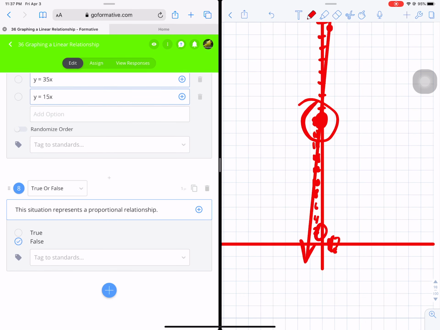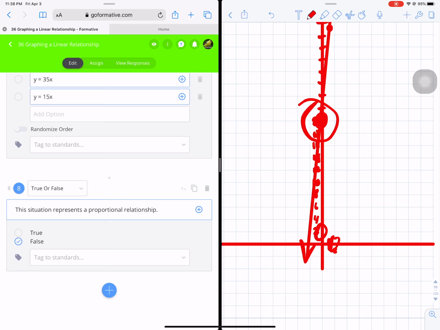Another easy way to find out if it's not proportional is the startup fee. The startup fee is $20. Automatically, it's not proportional. Automatically not proportional, startup fee. So keep that in mind.